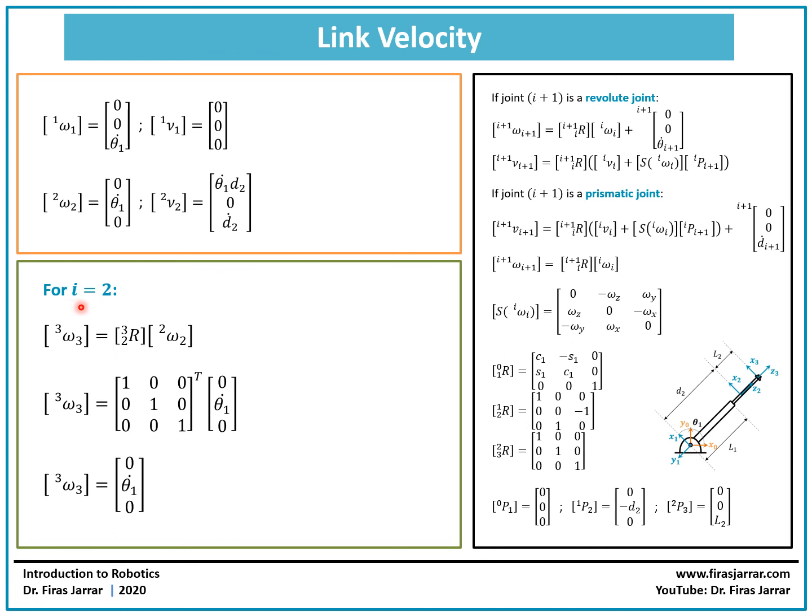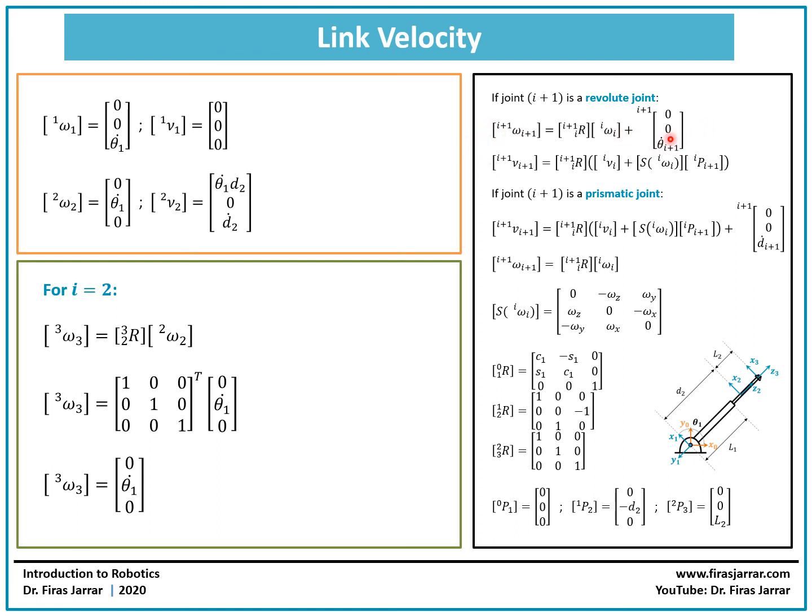Now, if we proceed and substitute for i equal to 2, we're talking about joint 3, but we don't have a joint 3. In fact, we have the end effector now, and the end effector is neither revolute nor prismatic. In that case, we have the option either to use these two equations or these two equations, but it's very important to make sure to delete the joint rate. So if we are going to use the equations for a revolute joint, for our case, which is the end effector, we can use these two equations.